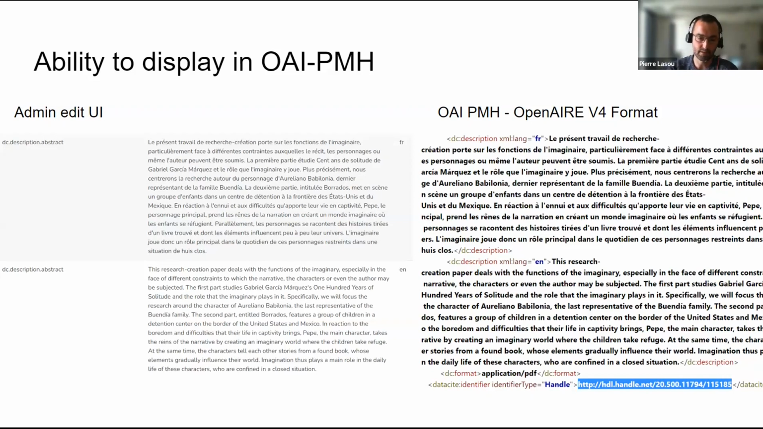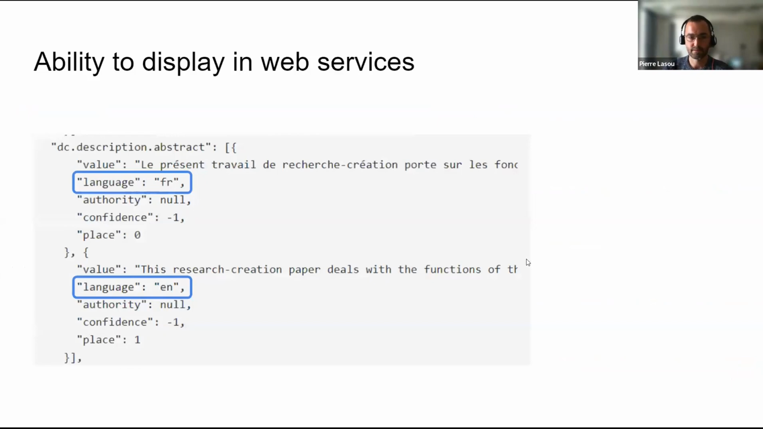Same example with the abstracts. I have an abstract in French and in English, and you see it here with the OpenAIRE format. You can provide the languages of your abstract. So your data is exposed using the language attributes. Same thing for web services. Here is an example from the DSpace API. When you provide the information, it's exposed to external systems that want to harvest it. Same example for the abstracts, like abstracts in French and abstracts in English here.